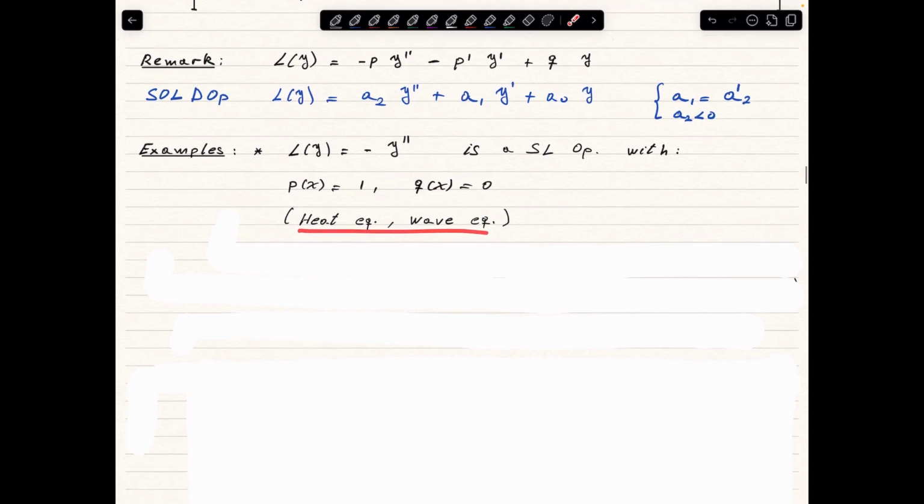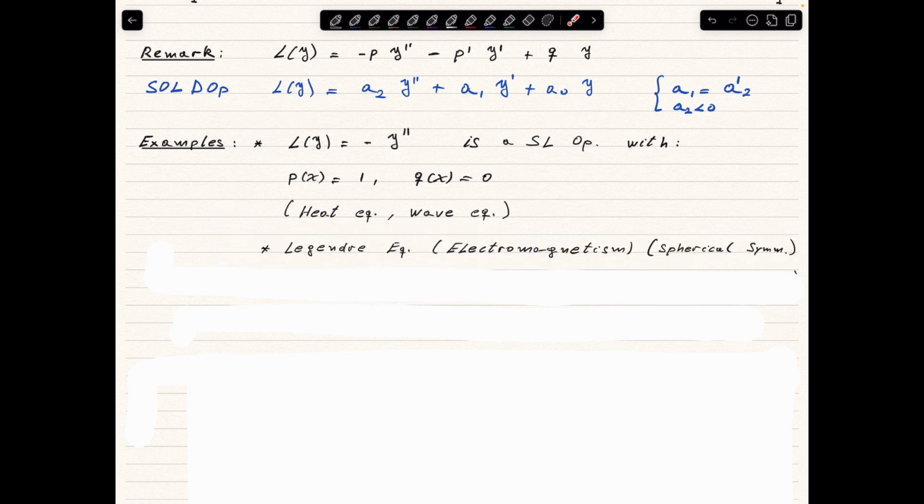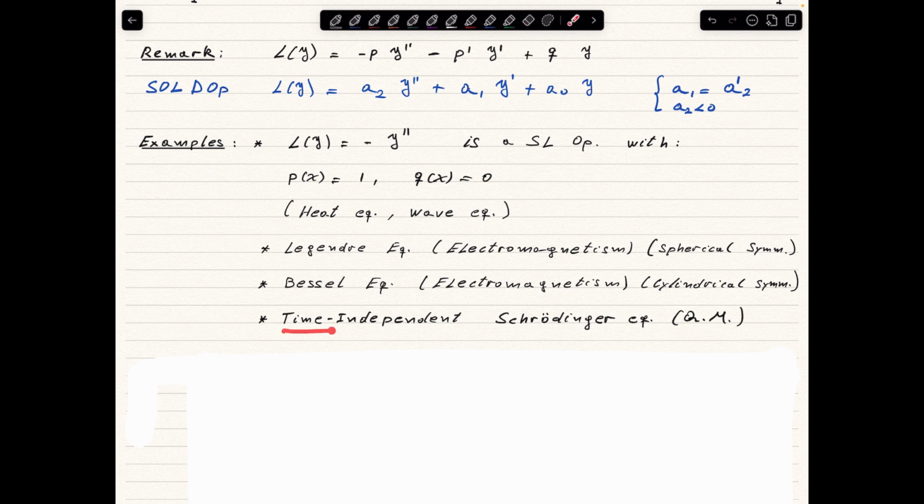Other cases of Sturm-Liouville operators are, for example, the Legendre equation that appears when one tries to solve the equation for electromagnetism in the case of spherical symmetry. Then the same equation of electromagnetism but with cylindrical symmetry takes a different form that is called the Bessel equation. Both of these equations are particular cases of Sturm-Liouville operators. Perhaps a more famous example is the time-independent Schrödinger equation that is the backbone of quantum mechanics. The Schrödinger equation in the case of time independence is a Sturm-Liouville operator. So many equations in physics are written in terms of Sturm-Liouville operators.